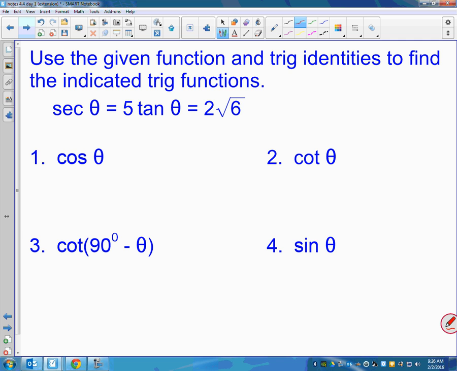Cosine and secant are reciprocals, right? You look at that front page that we wrote out. We said that cosine is always the same as 1 over secant, right? Or you can just remember that they're reciprocal. That's what we've been doing all in chapter 4 already. If secant is 5, what do you know cosine has to be? 1/5, because you just flip it over, right? Or if you wanted to do it like this, you could say 1 over.